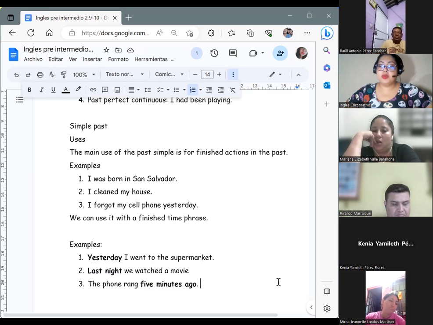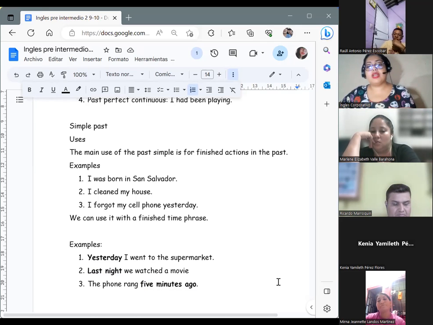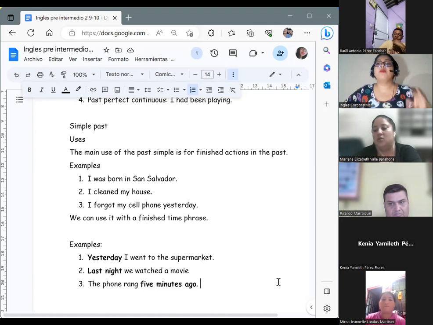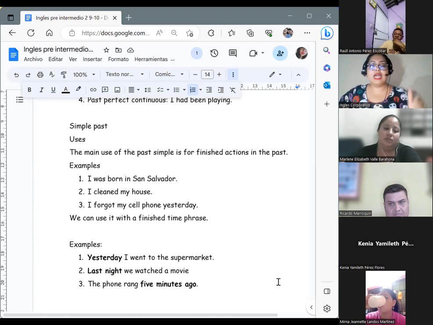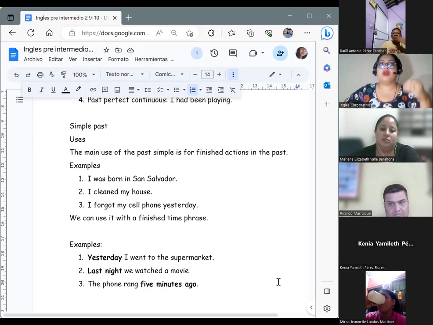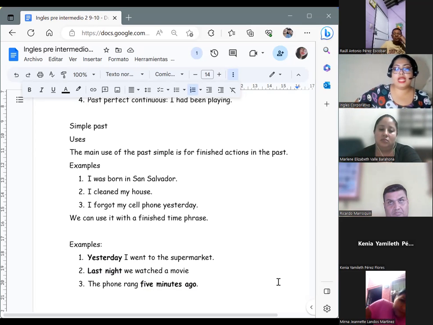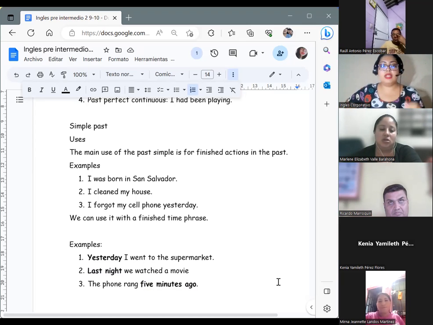Yesterday I went to the supermarket. Fui al supermercado. Ahora, si yo solo digo la frase I went to the supermarket, yo no estoy especificando en qué momento yo fui al supermercado. Pero si yo le agrego la time phrase or the time word or this kind of word that specifies in which time, I add something extra. Yesterday, okay. Tell me.